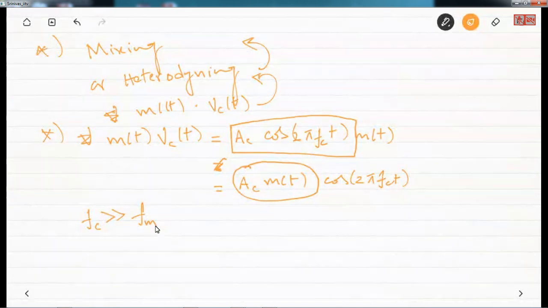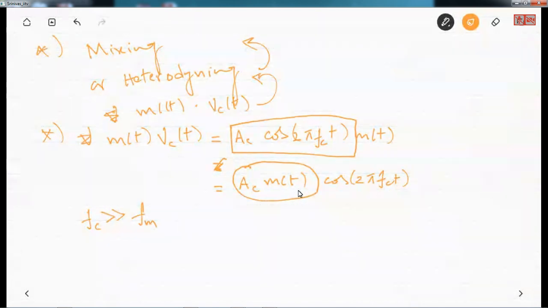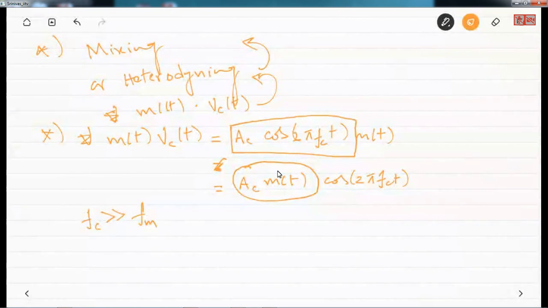So that means by this multiplication, what we are actually doing is varying the amplitude of a high frequency signal. This is the high frequency or carrier signal that we were talking about. So it's AC cos 2 pi fct, and its magnitude is now getting varied in accordance with the message signal m of t, right? So we are varying the magnitude of a high frequency signal cos 2 pi fct in accordance with the message signal m of t, and that's precisely what we defined as modulation, right?